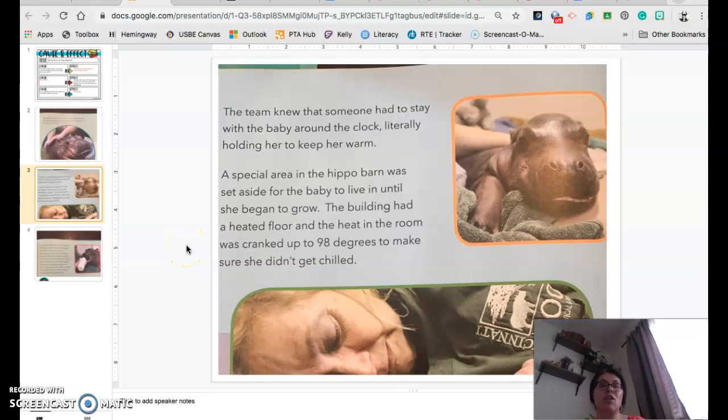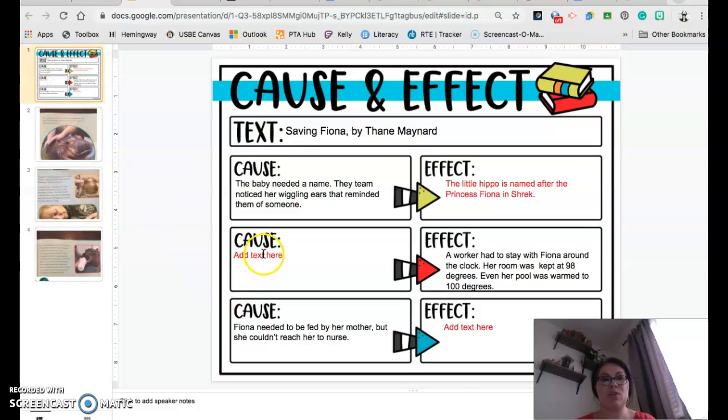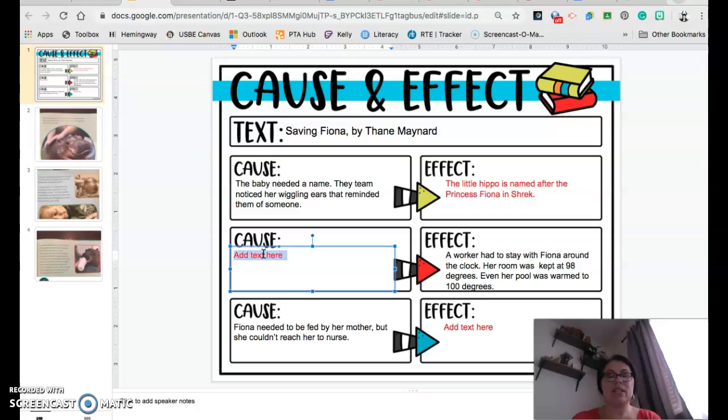All right, so they did all of these things, but why? We already know they did all these things, but why? They were worried that Fiona was going to get cold. So they did all those things in order to keep her warm. So the team didn't want Fiona to get cold. That was the cause, because they didn't want her to get cold. So what did they do because of that? They did all these things over here on the right.